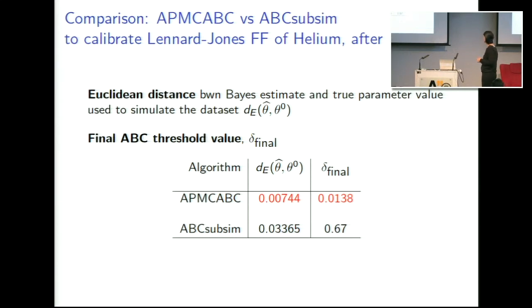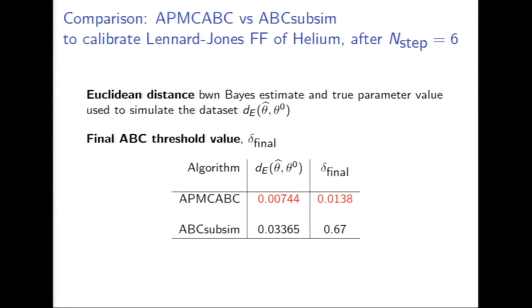Besides looking at pictures, we also want to have some measures. So here is the distance between the true and the estimated value of the parameter, between what we do and what they do in that benchmark paper. And this is the final epsilon. Remember, we have this epsilon going to 0. Here we change the notation to delta, but given a certain computing time, we get much closer to the true value. Our final epsilon is much smaller.